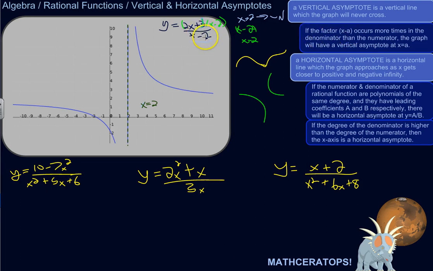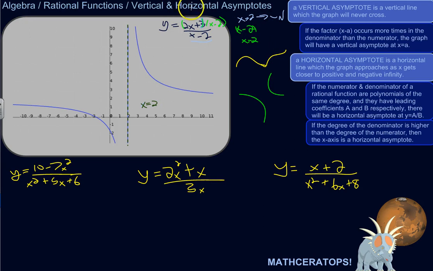You still couldn't have a value at x equals 2. Sorry, there'd still be a hole at x equals 2, positive 2, because 2 would make the denominator 0, and that's illegal. So there'd still be a hole there. There just wouldn't be a vertical asymptote.